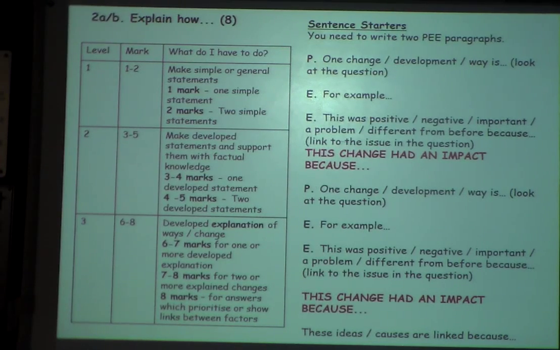So you then need to state one change or one way or one development is, for example, this was positive, this was negative, this was important, this was a problem, or this change had an impact because, and then do it again. Now, if it specifically asks you about change, then you've got to compare before and after. So read the question very, very carefully.